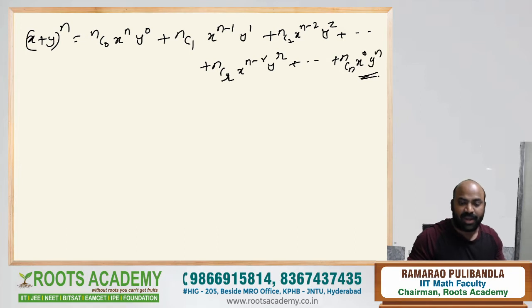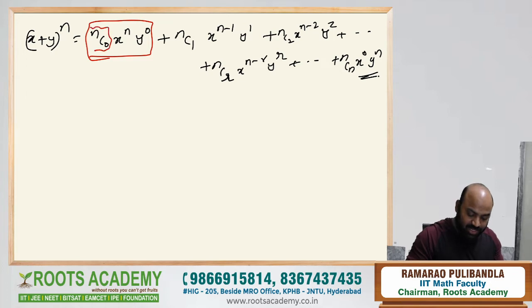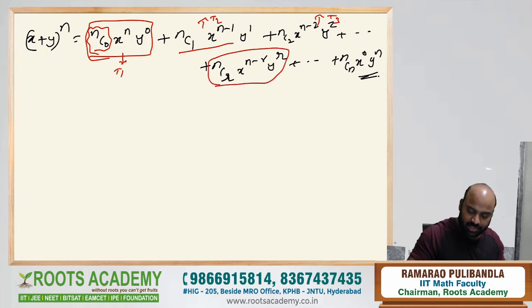This is called the binomial expansion. Each of these is called a term. These are called coefficients. The coefficient of x^n y^0 is nC0. This is called T1, this is T2, this is T3. And this is the most important one, which I am keeping in a box: this is called T(r plus 1).